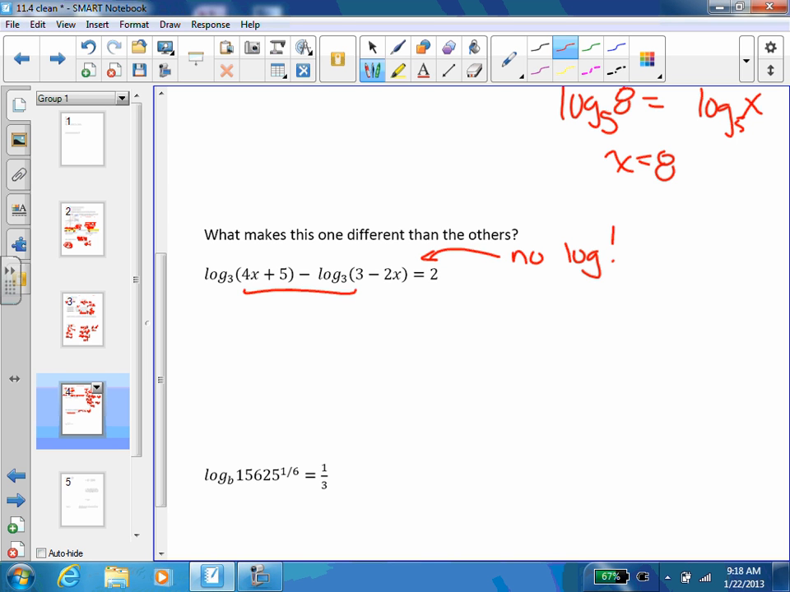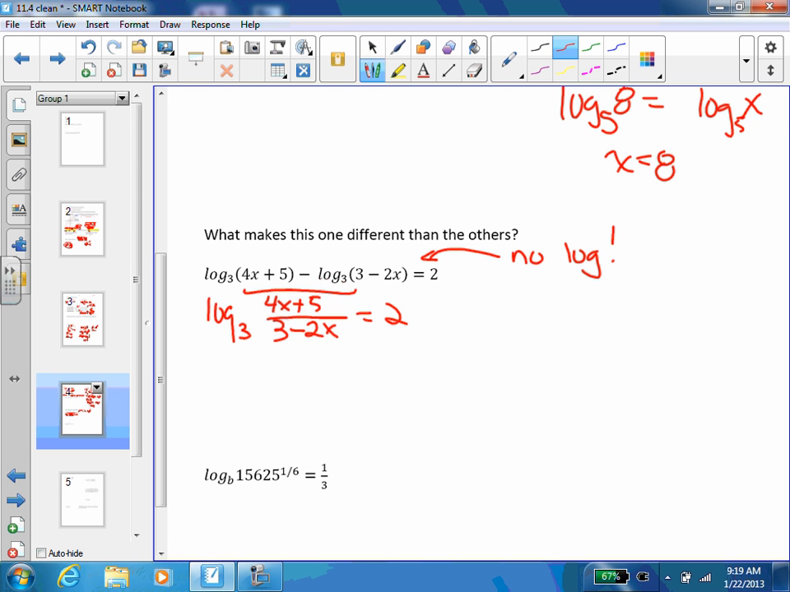So what am I going to do to simplify this out? I'm going to divide, right? I'm going to say log base 3. Now what am I going to write on top? Good. And that equals 2. Okay. So there is no way I can say 4x plus 5 over 3x minus 2x equals 2. That doesn't make sense, right? Do y'all see why that doesn't make sense?